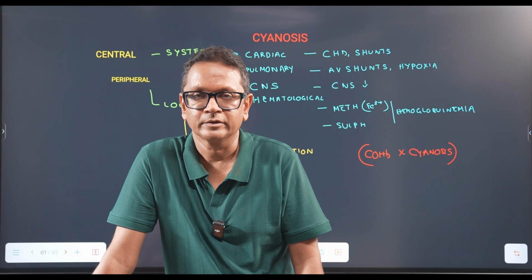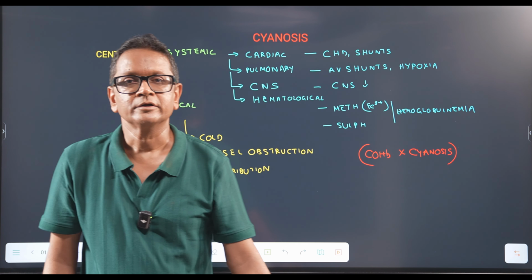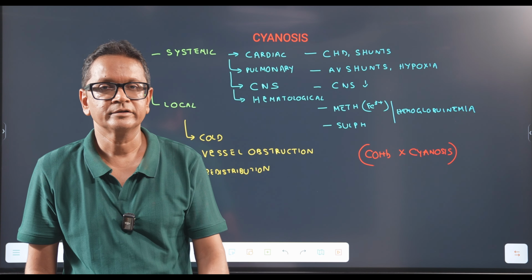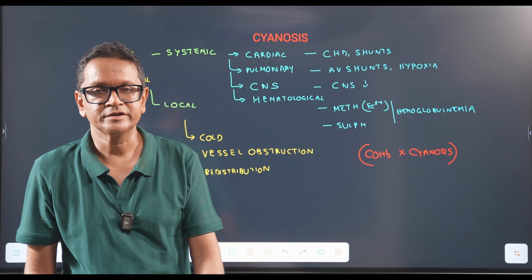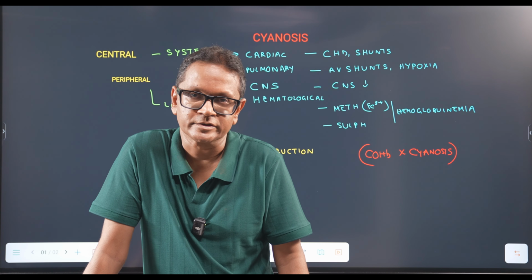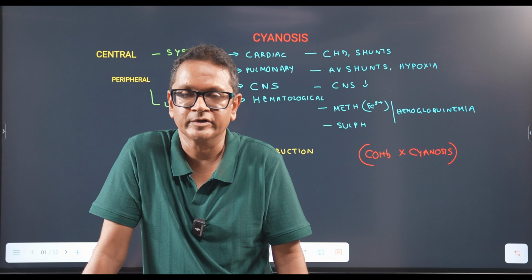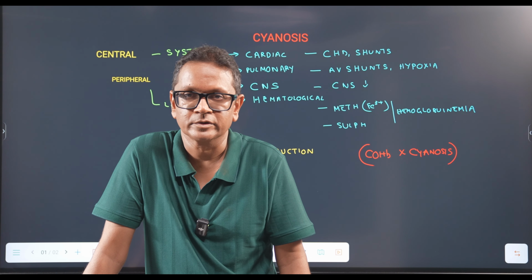Good morning. Another interesting topic is cyanosis. Cyan means bluish discoloration. So bluish discoloration of what? Skin and mucous membranes. So this has been classical teaching that cyanosis has to be divided into two watertight categories, like central cyanosis and peripheral cyanosis.